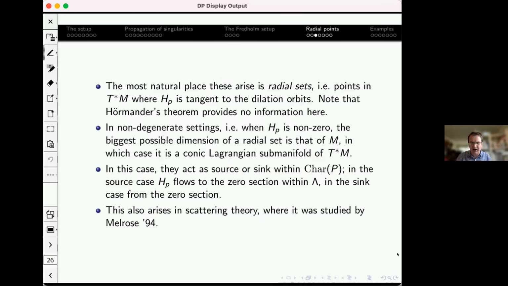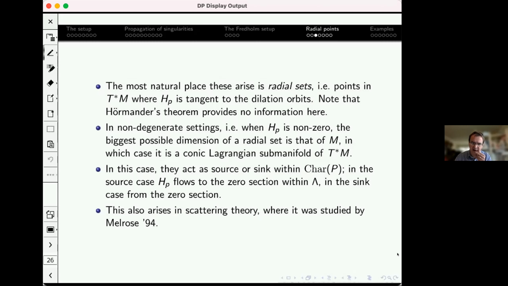So again, a natural place is radial sets, right? So remember radial sets is exactly where in the S star M picture you had stationary points of HP, just as a general indication of the sort of things to think about. So when this HP is actually non-zero, so it's zero as a vector field, the induced vector field in S star M is zero, but the real one in T star M is a multiple of the dilation vector field. It's a non-zero multiple. So in that case, actually, you can see that the biggest dimension this could have is that of the underlying space, and in fact is a conic Lagrangian in this case. So that's sort of typical situation, and there are other generalizations, but sort of just as an orientation.